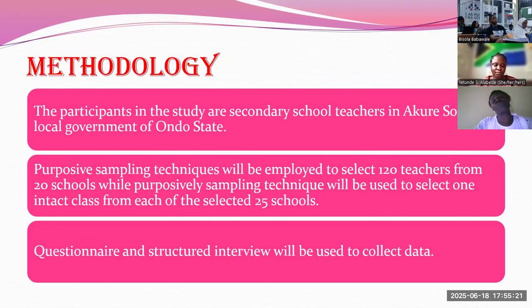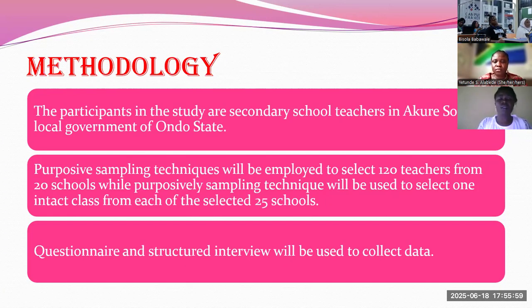And this study is going to adopt the mixed method research design of the sequential type, that is quantitative and qualitative. And the study population comprises all English language teachers in Ondo State, and also SS2 students in Ondo State. And purposive sampling technique will be employed, or has already been employed, to select 20 teachers from 40 schools in Akure metropolis.